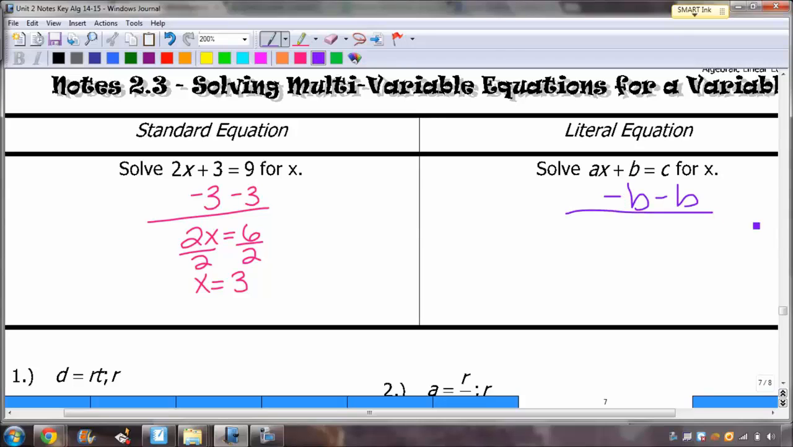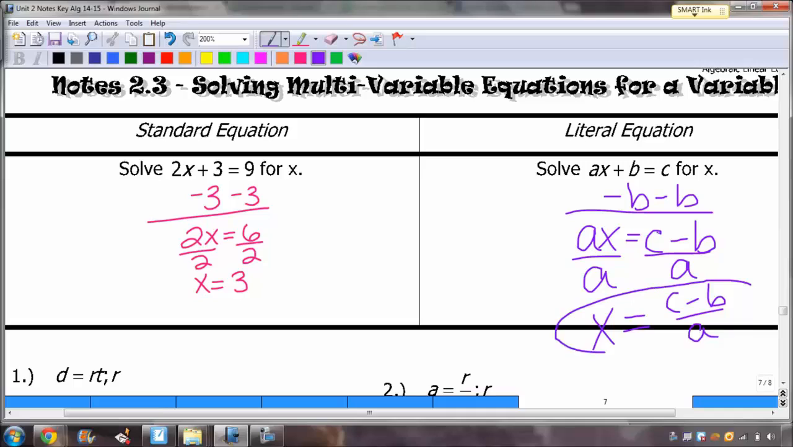Now, the difference between this equation and this equation is that 9 and negative 3 were like terms, so we could combine them and say it's 6. Here, c and b are not like terms, so we can't combine them. So the result in this step would be c minus b. Now, all I have to do, just like we got rid of the 2 by dividing by 2 because it's 2 times x, I'm going to get rid of the a by dividing by a since it's a times x, which means that my answer is x equals c minus b all over a.